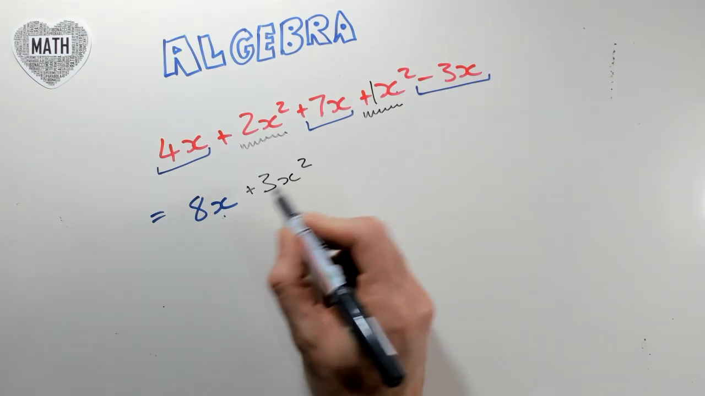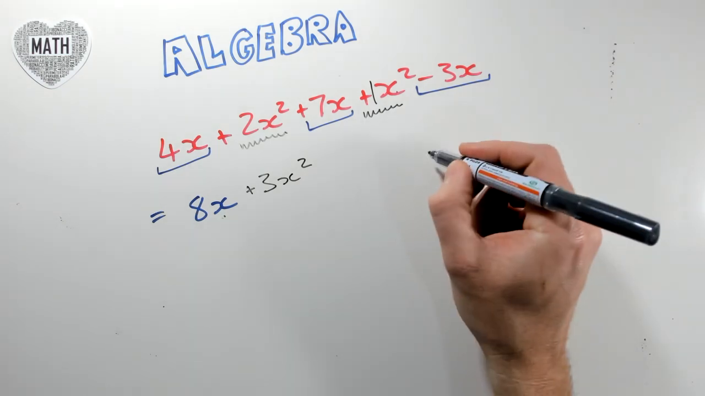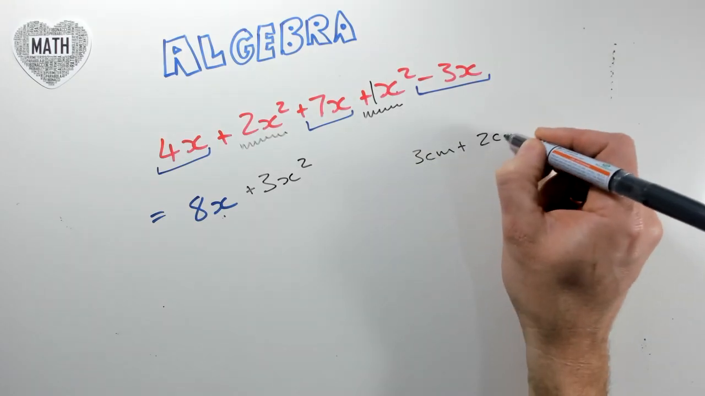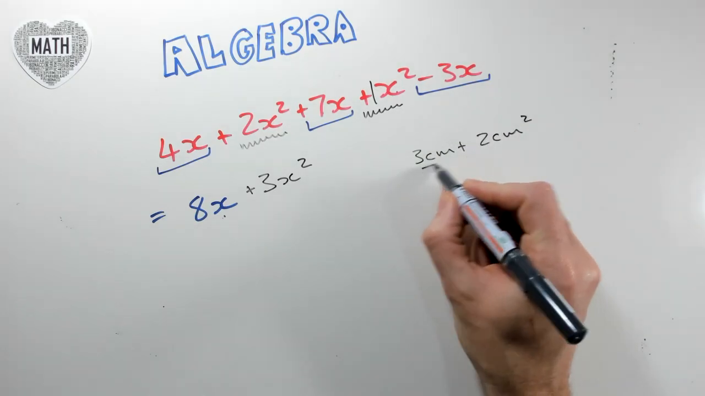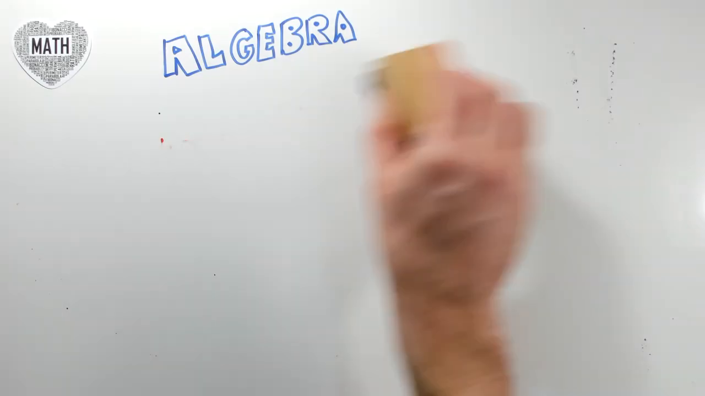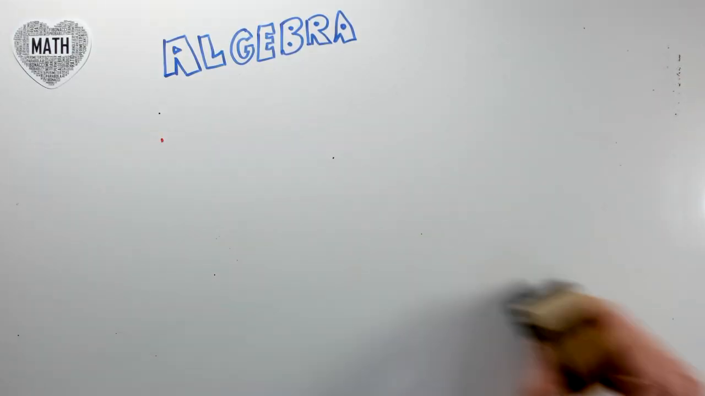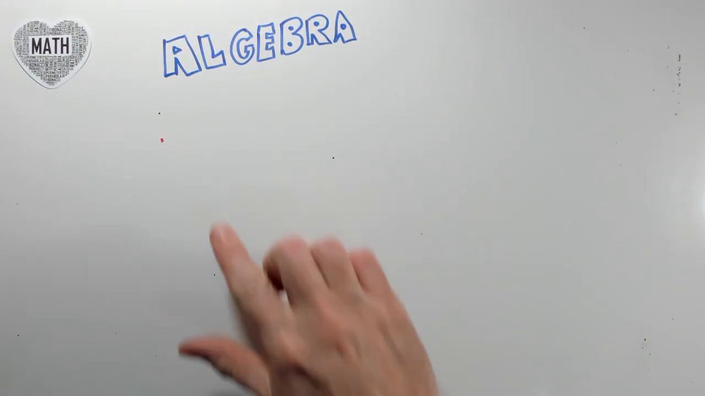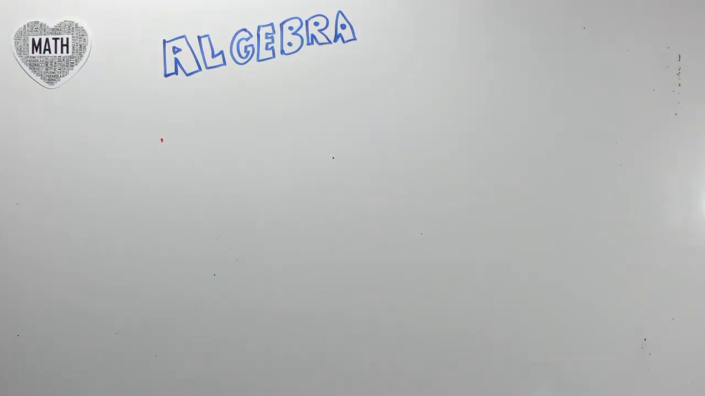I can't add an x to an x squared. They are not like terms, just like I can't say 3 centimeters plus 2 centimeters squared. This is a length and that is an area. So we can only add like terms. Okay, I think that is that for this video. In the next one, we're going to look at when we multiply these variables and see what happens then.